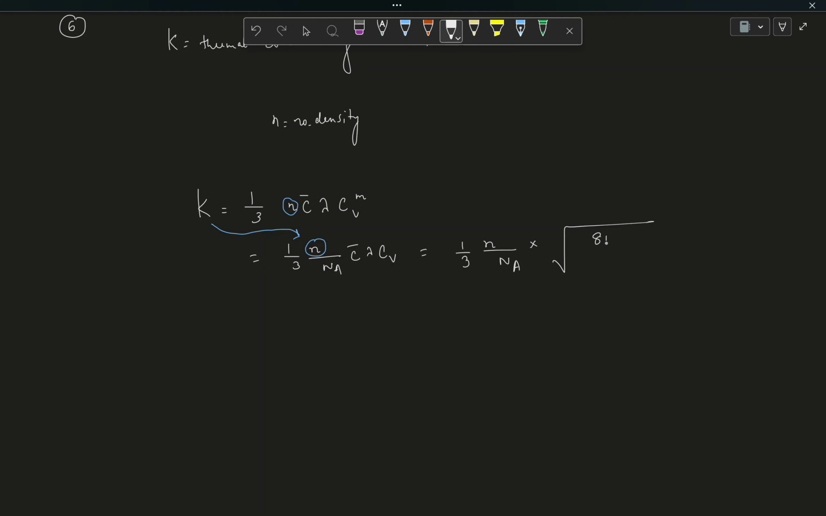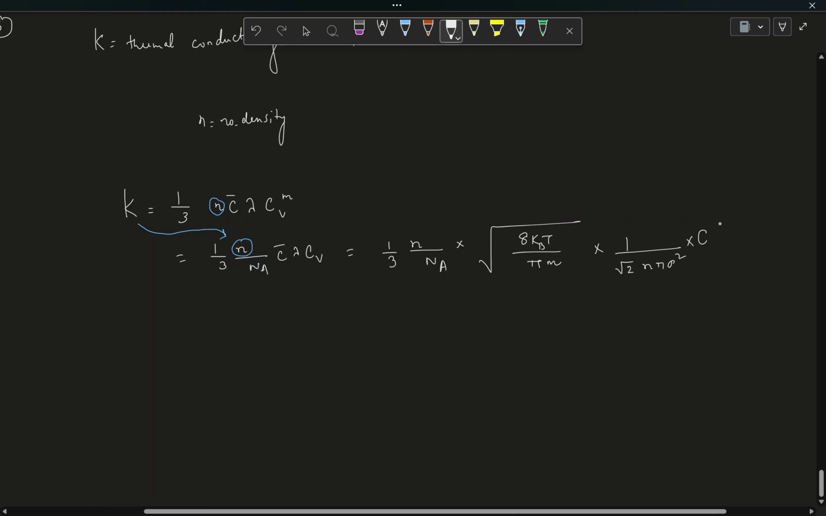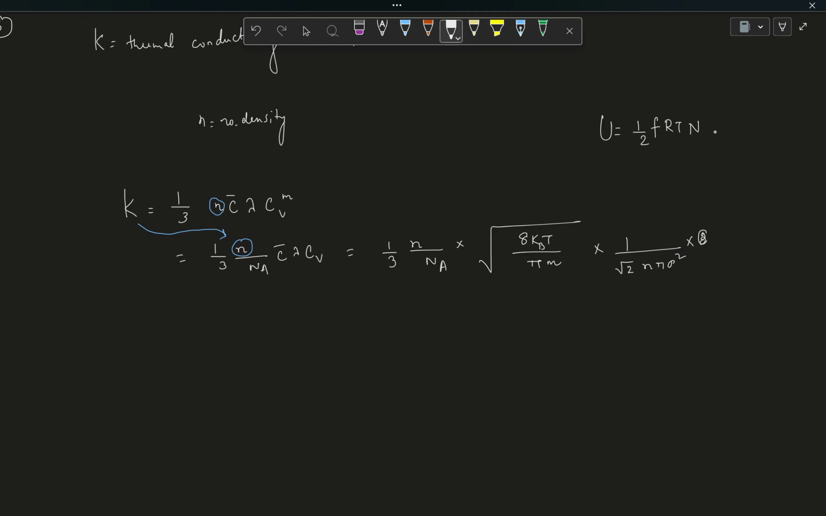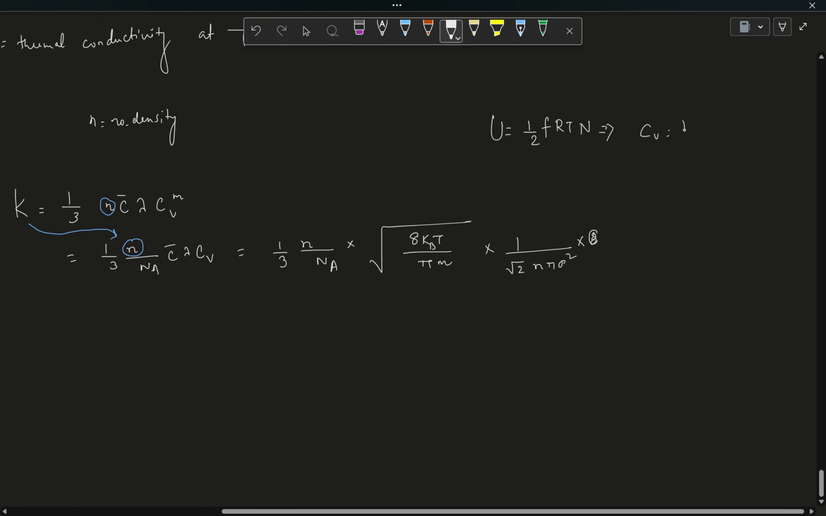Like say for C bar, there is no n dependence, because it is just root over 8 kT by pi m. And for lambda, if you decompose, you will get an n dependence, that is 1 over root over 2 n pi sigma squared. And then again CV is just the molar specific heat at constant volume. You know that it is temperature dependent, and mostly it has a form like, if your internal energy is given as half F RT into N for a number of molecules, then you have dU by dT is equal to CV.